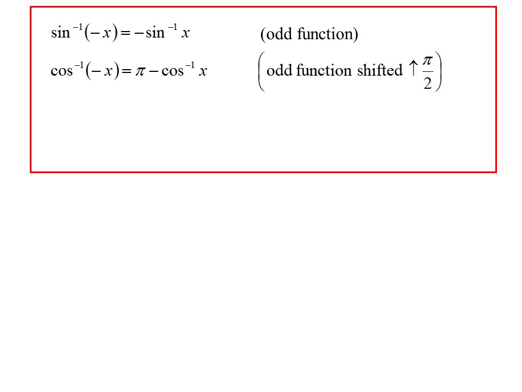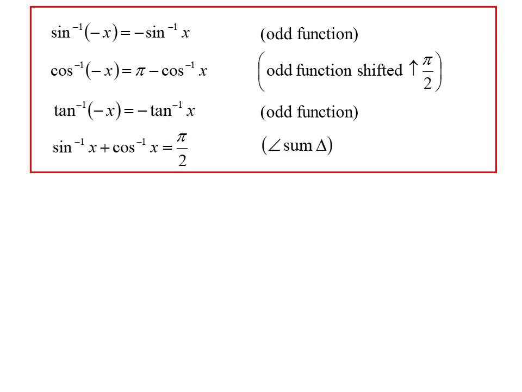I'll complete the set of identities here. Inverse tan of -x will be minus inverse tan of x. Again, we have that rotational symmetry. It's an odd function. And this relationship must be true as well. Inverse sine of x plus the inverse cos of x must equal π/2. Certainly if we're talking about a right angle triangle, one angle is going to be the inverse sine of x, the other angle would be the inverse cos of x, and we know the angle sum of a triangle is 180 degrees, or pi radians, so therefore those two must be π/2.